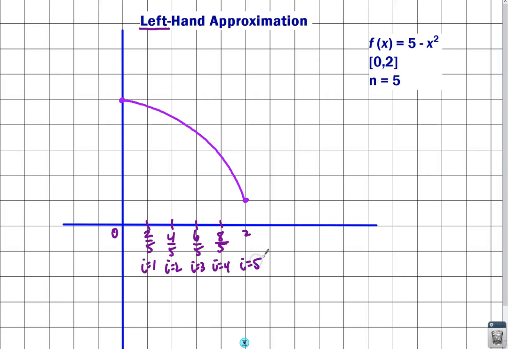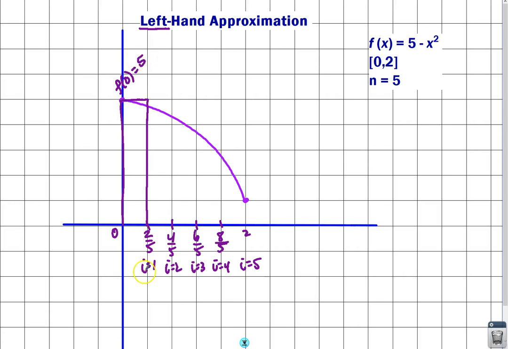That hasn't changed. 1, 2, 3, 4, 5. Okay? But now, my rectangle, instead of going up to the height of my rightmost term, I'm going to get the height from my left term. So between these two, the height of my rectangle is going to come from this guy right here. So I'm going to go up to f of 0 and then draw my rectangle. So f of 0 now determines my height, which in this case is just 5.